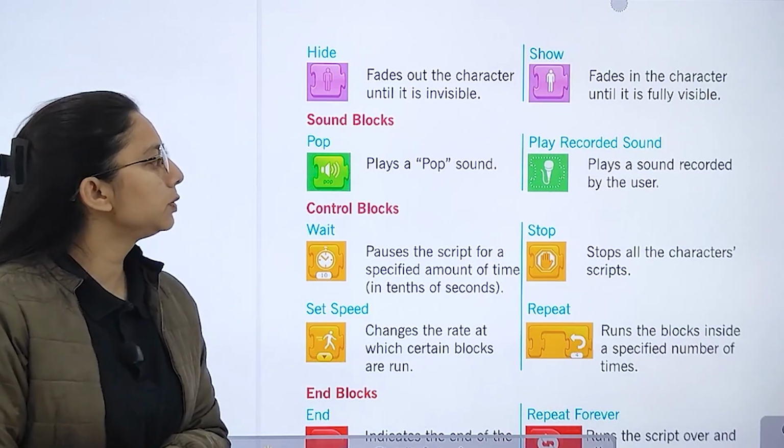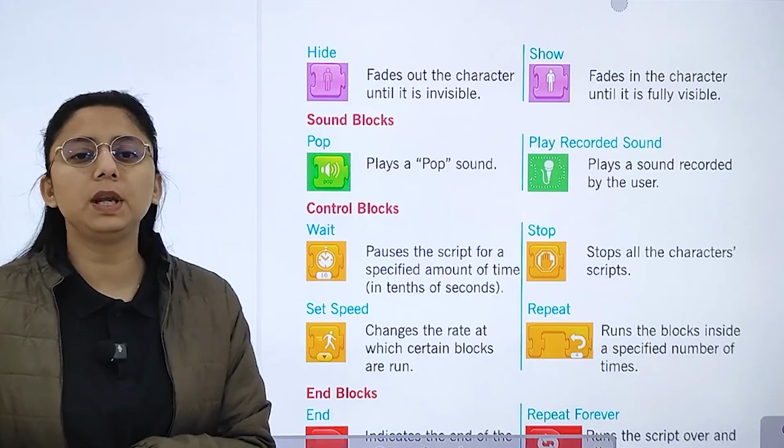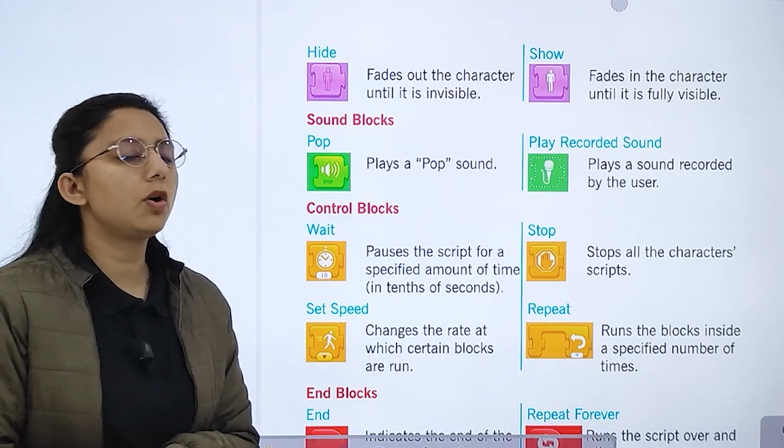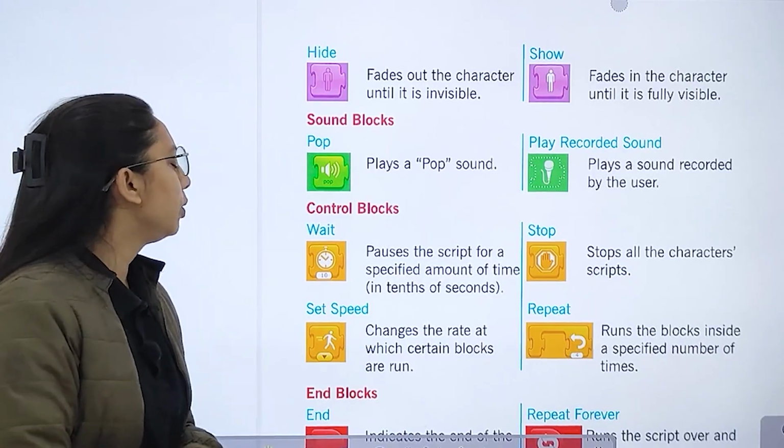Pop. Next are sound blocks: pop and play recorded sound. You play the pop sound. Now plays a sound recorded by the user. Next is control block. Wait.